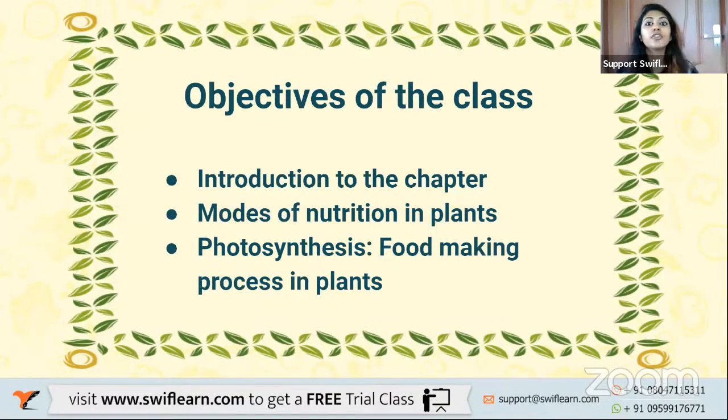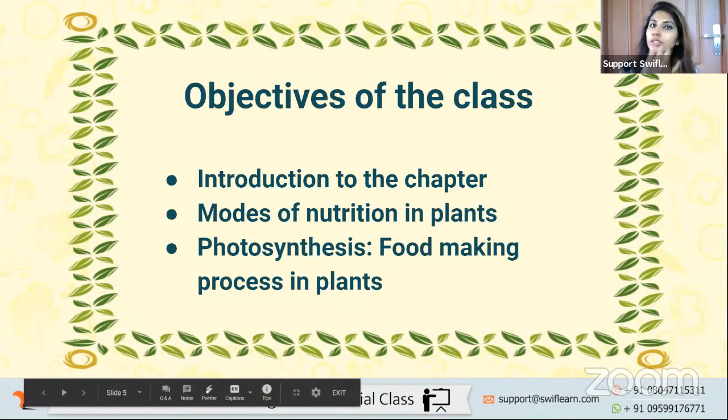Then we will learn about the different modes of nutrition in plants. Then the main mode of nutrition, the main way nutrition is made in plants, that is photosynthesis. We will learn a detailed view about photosynthesis. So you all know that photosynthesis is the food making process in plants.